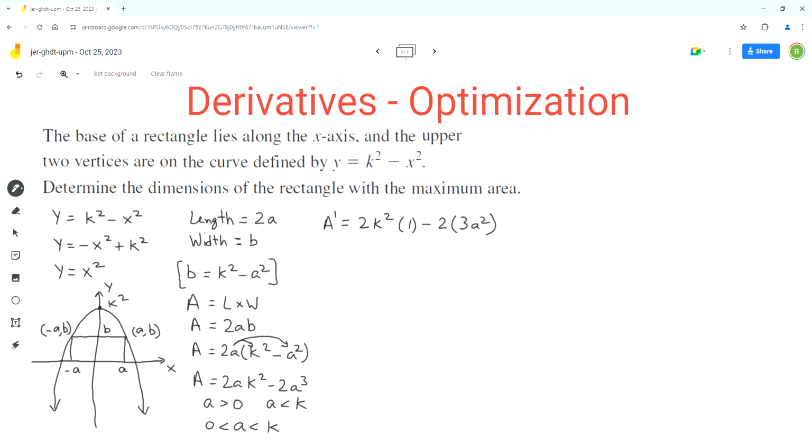Now we can set the derivative equal to 0 and solve for a, because we have to find the maximum area of the rectangle, and at the maximum point in the area function the tangent will be horizontal. That means its slope will be equal to 0 or the derivative will be equal to 0.